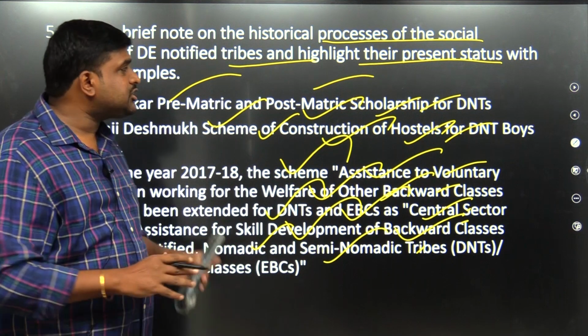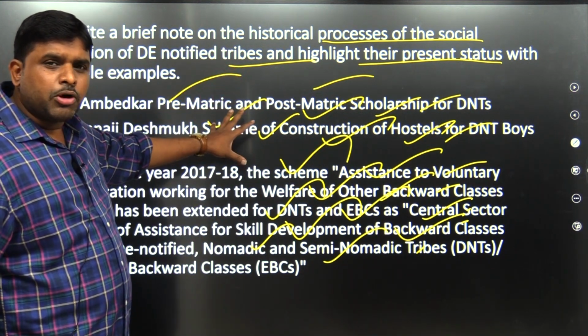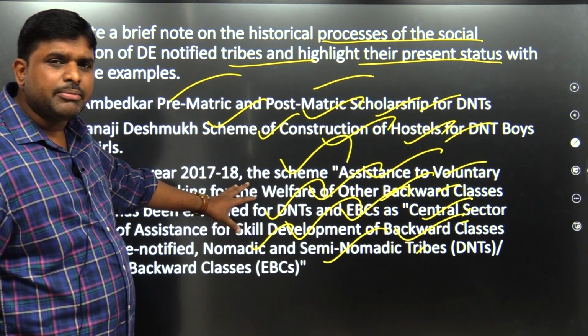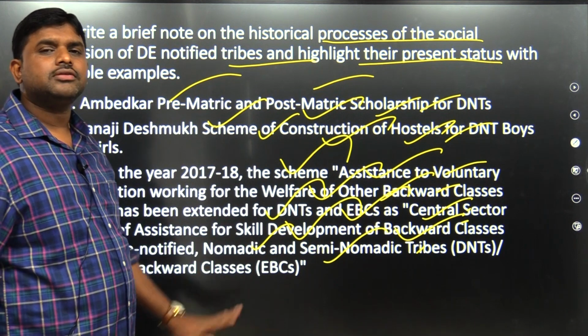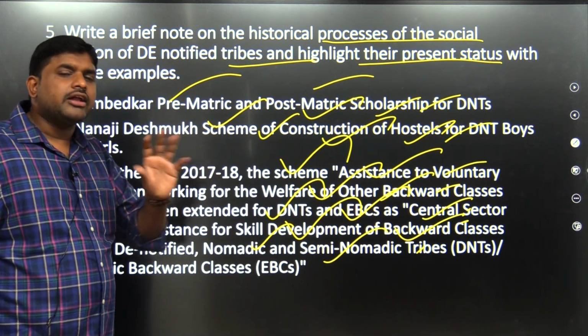So the answer should go in a structured way. First, who are the criminal tribes? That was the introduction. Then what are the problems of denotified tribal communities? Then I gave examples. Then the Idate committee recommendations. Then government schemes and the conclusion. The content should be properly arranged.